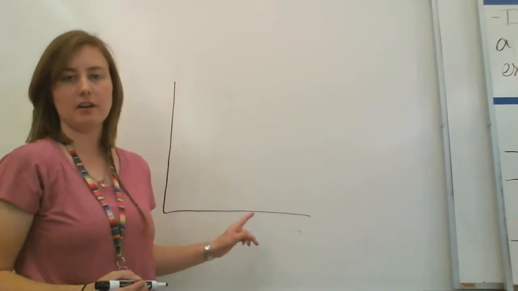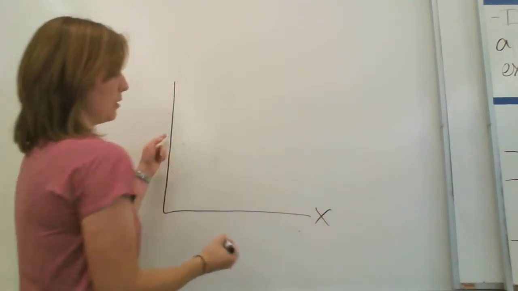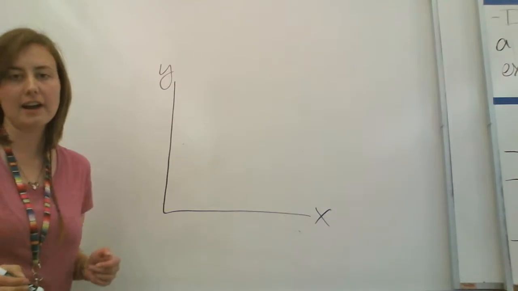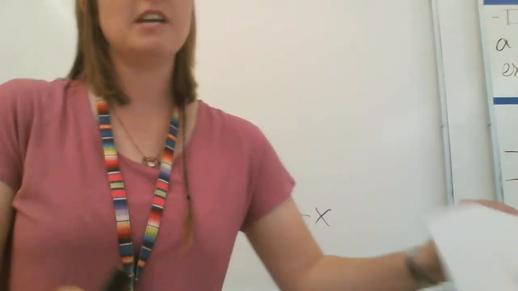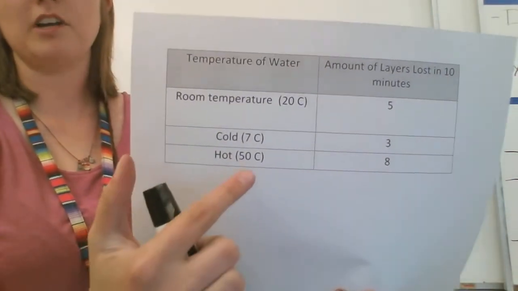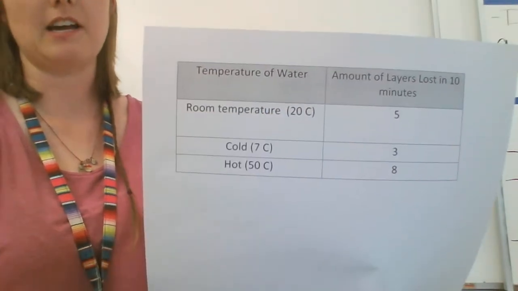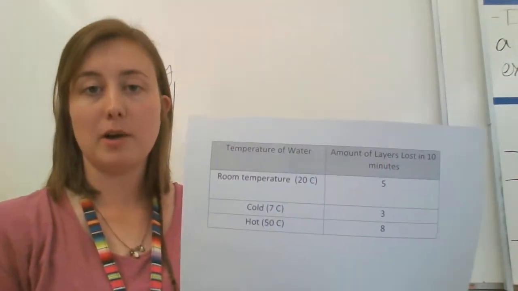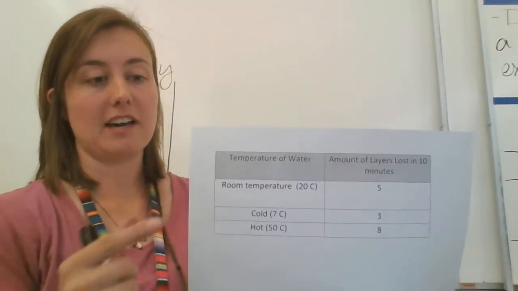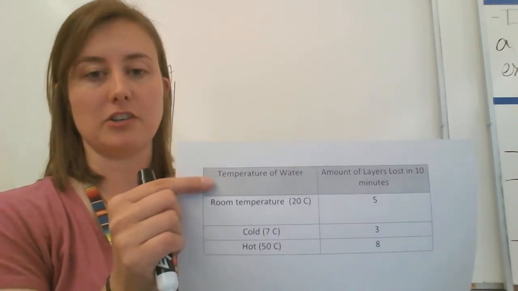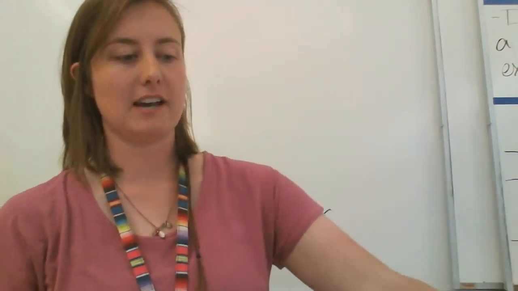So again, the horizontal one is x. The up and down one, the vertical one, is our y-axis. Now we have the same data, but this time we're going to use the numbers for our temperatures instead. So the thing we change, the independent variable, is what goes on the x-axis. The temperature is what we change. So I'm going to put the temperature of water on the x-axis.